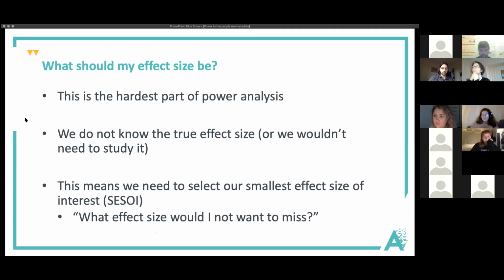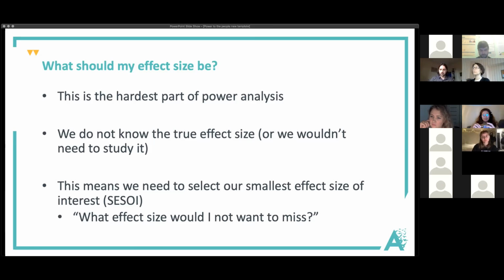So to focus on some of the practical issues, the single hardest part of power analysis is actually what effect size you're interested in. We've used 0.5 for the examples, but the problem is you don't know what the effect size is. This is the single biggest problem here. If you knew the exact effect size, you wouldn't need to conduct the study in the first place, because you would know the answer.